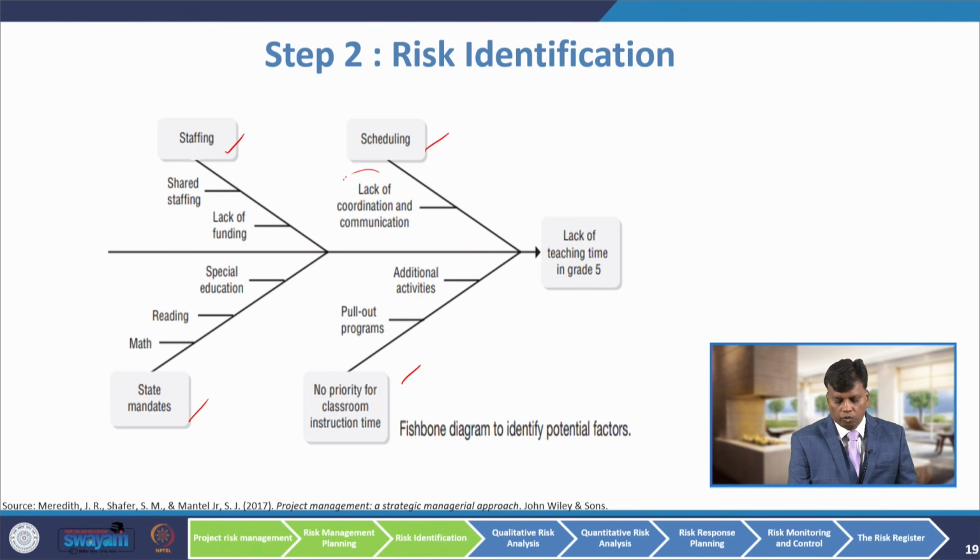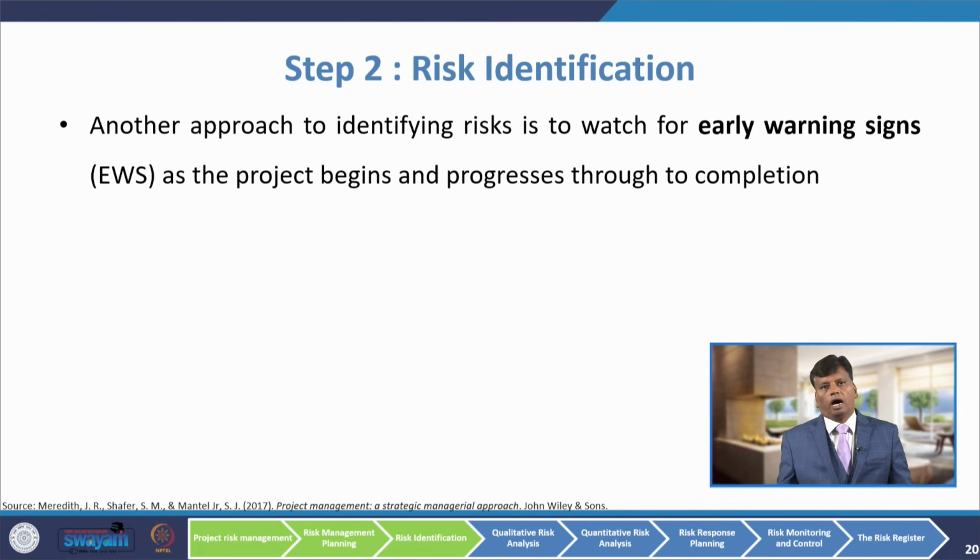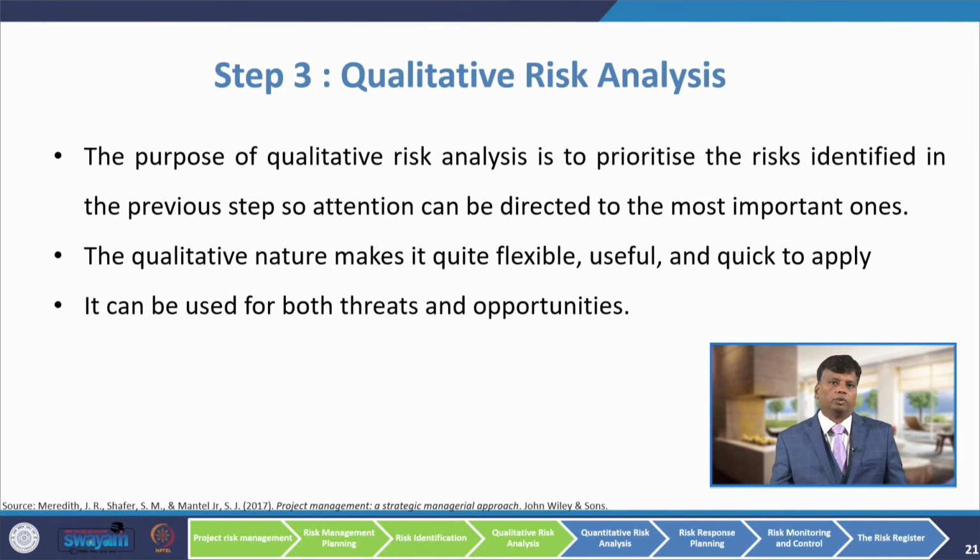So, this is one risk. That will affect the scheduling, which in turn will affect the teaching time in grade 5. So, this is the fishbone diagram. See, the shape looks like a fish. Another approach to identify the risk is to watch the early warning signs as the project begins and progresses through completion. We can see some signs of the project where there is a possible risk.